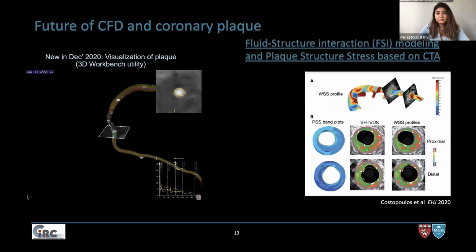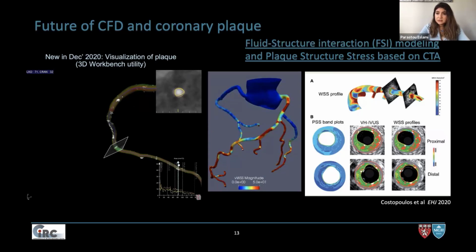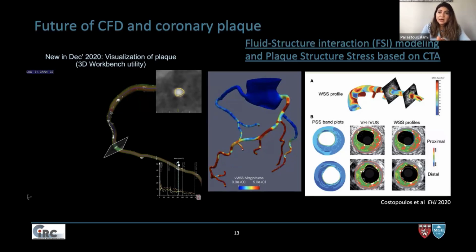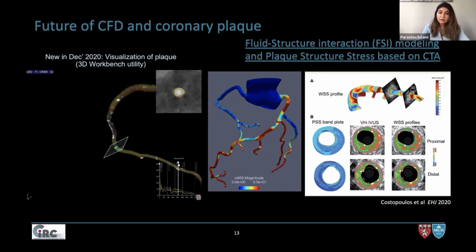Another application of this 3D workbench is to use and study plaque structural stress, which has been shown that in high values of plaque structural stress, that's when the plaque ruptures. And we can use these FSI simulations, or fluid structure simulations, of coronary, looking at the hemodynamics and its interaction with the plaque and the coronary wall to study this map of other hemodynamic factors with plaque morphology.